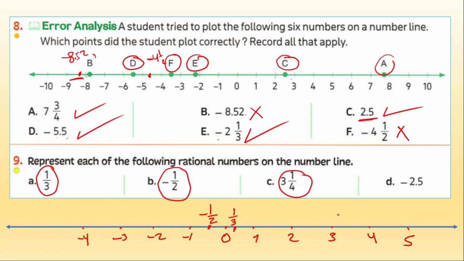3 and a quarter means between 3 and 4, and a quarter. Here is 3 and a quarter. D: negative 2.5, sorry, negative 2 and 5 tenths. Negative 2.5 means between 2 and 3 on the negative side. In the middle between negative 2 and negative 3, write negative 2.5.